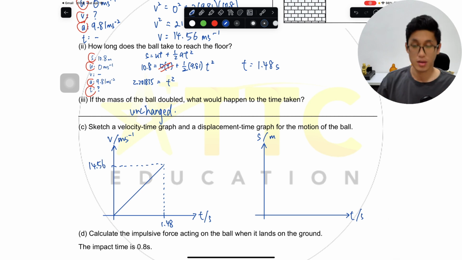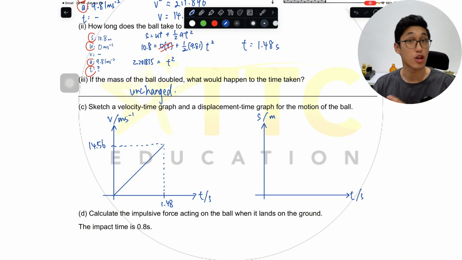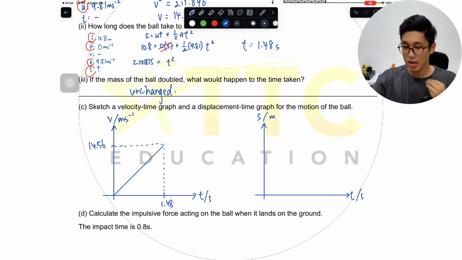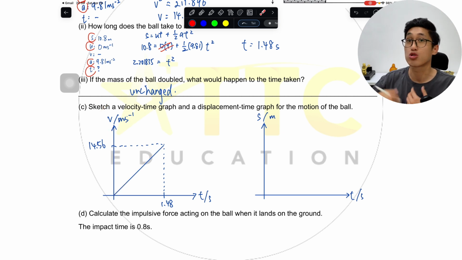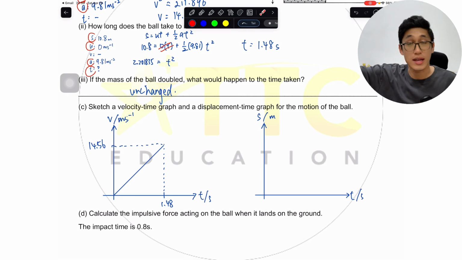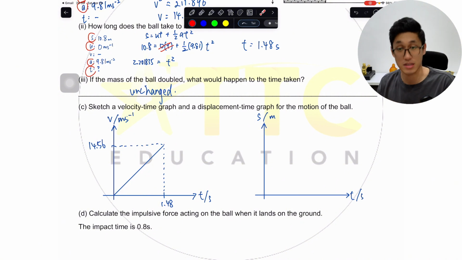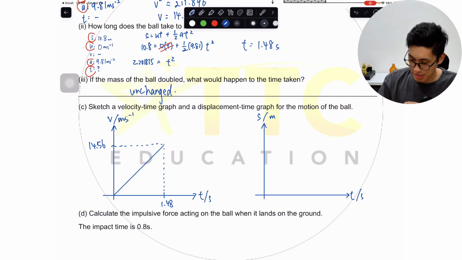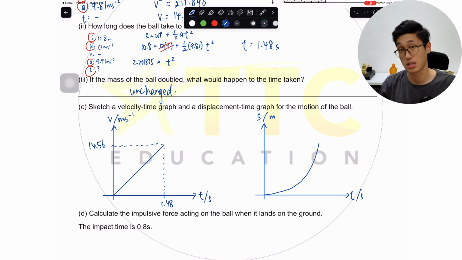And your final velocity, you would actually get 14.56. Okay? But the displacement graph is not so straightforward, because if your velocity keeps increasing, that means when you travel, you are traveling further and further. You get it? Every step you take is going to be a bigger and bigger step, because your velocity is starting to get faster and faster. So this means that your displacement graph will actually curve upwards like this.